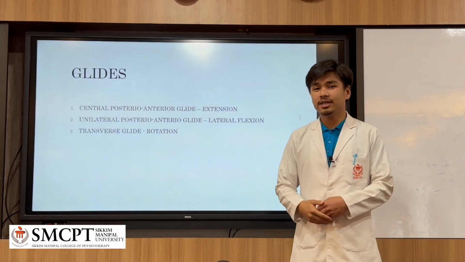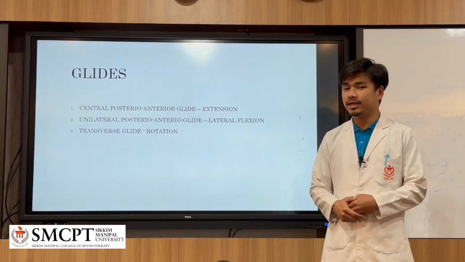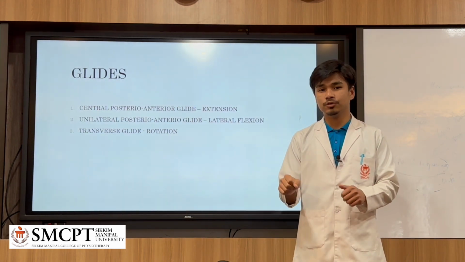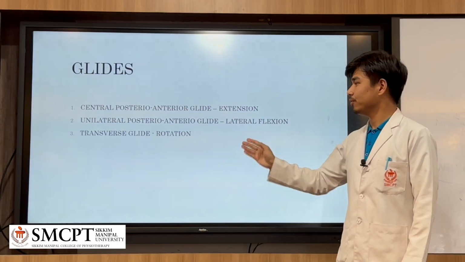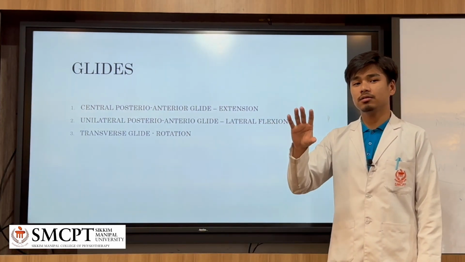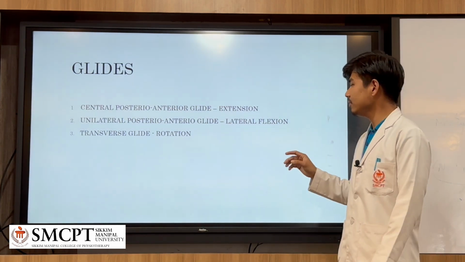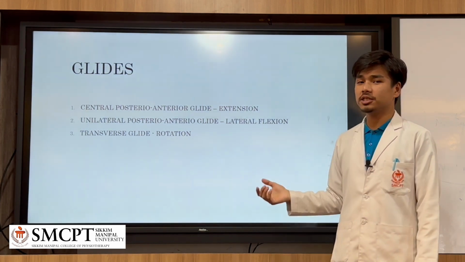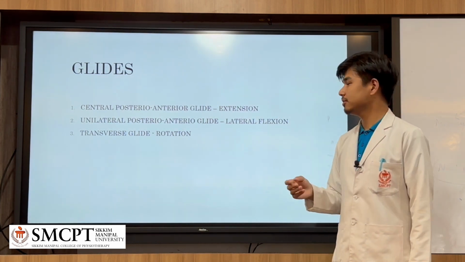Unilateral posterior anterior glide, also known as unilateral PA glide, is mainly given on the facet joint, either to the left or the right. It mainly focuses on increasing the range of motion while doing lateral flexion, and it also slightly emphasizes increasing the range of motion for rotation.